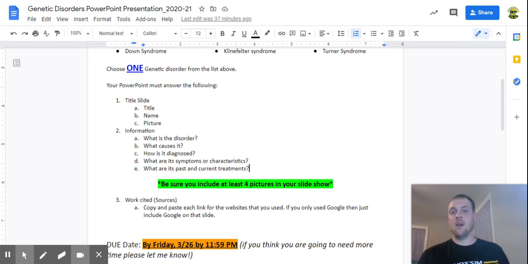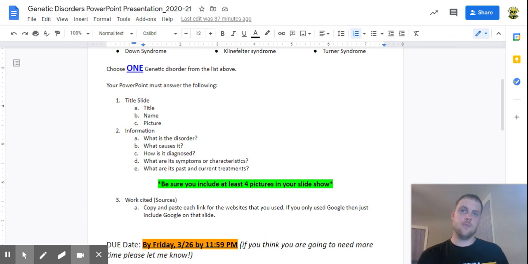So again, that's what we're looking for in treatments, and you can talk about how they treated this genetic disorder in the past. You can include what they're doing right now, and then maybe even their hopes for treatment in the future. And you see here in big bold letters and highlighted that you must include at least 4 pictures in your slideshow. So space them out however you would like.